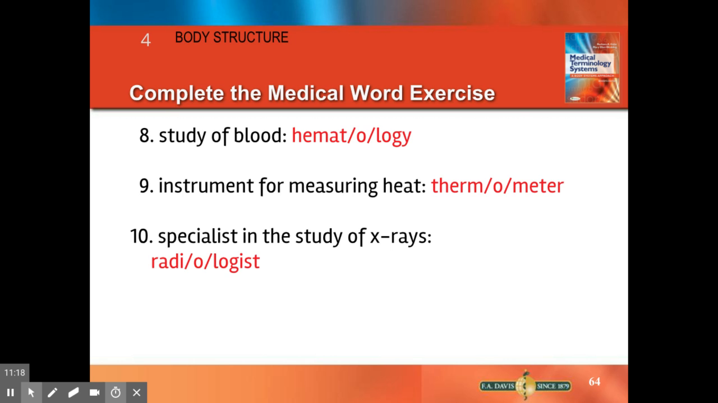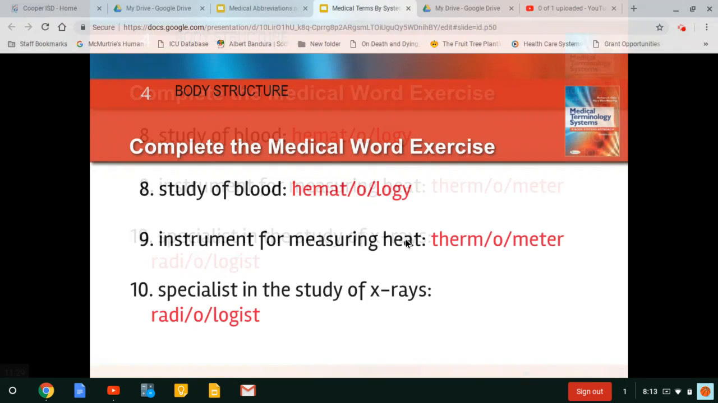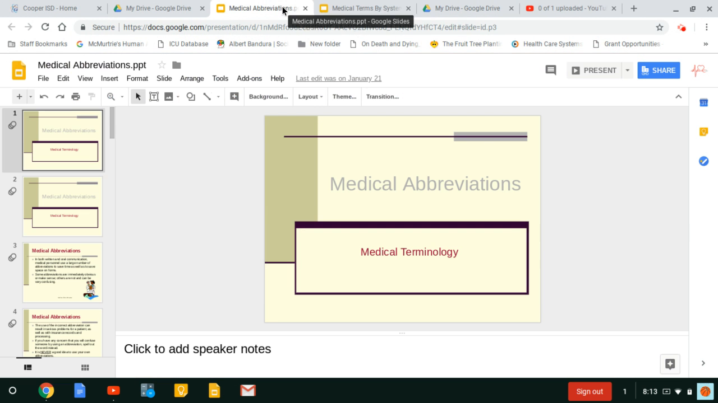Okay, so we're going to stop there with some of the medical word exercises, and I'm going to switch over and we're going to talk about common symbols that are abbreviations that are used in medicine. And I will upload all of these slides for you.